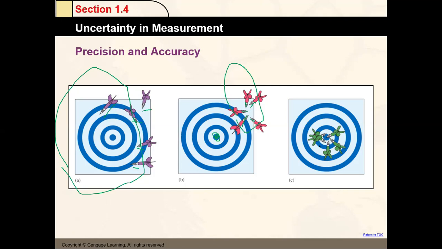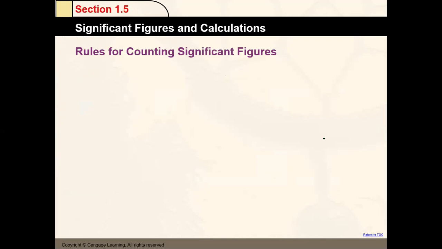And in the last case, your measurement is precise because all your trials are the same, and also accurate, because you are hitting the target. You're very close to the target. That's the difference between precision and accuracy.